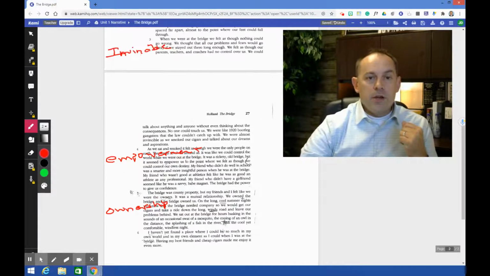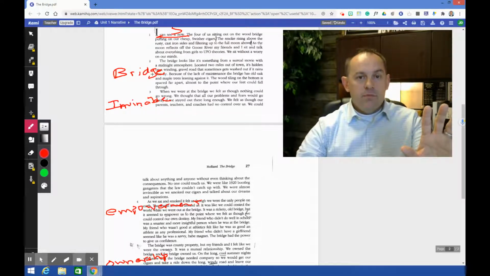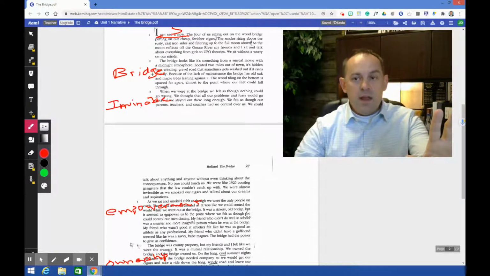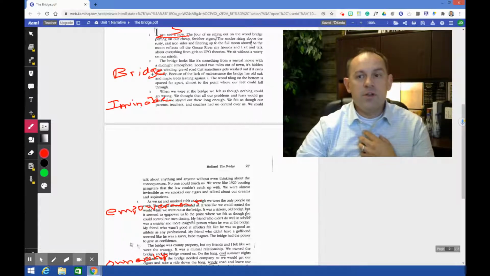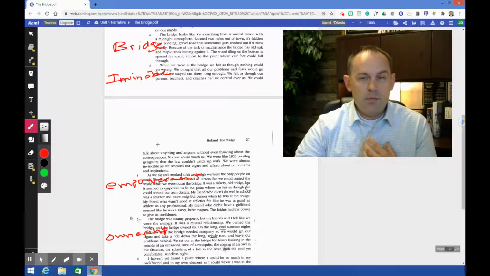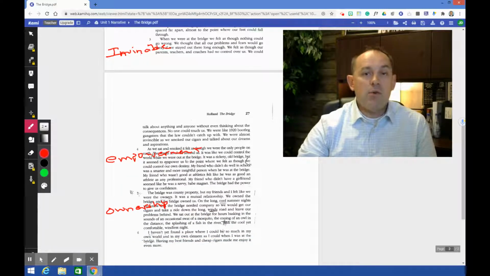Now, let's look at the progression. We go from the bridge. It's a place of distance, maybe at arm's length. We talk about the bridge. It's a thing, it's an object. And then we move a little bit closer and talk about the feeling that we get, and the feeling is one of invincibility. And then we get even more personal and say we feel empowered. And then we move a little bit closer and we feel like we have a sense of ownership.